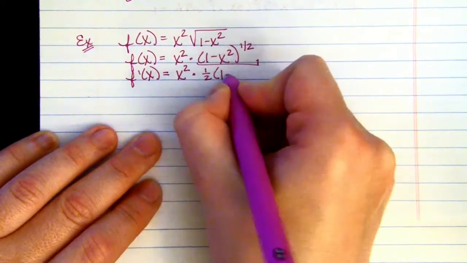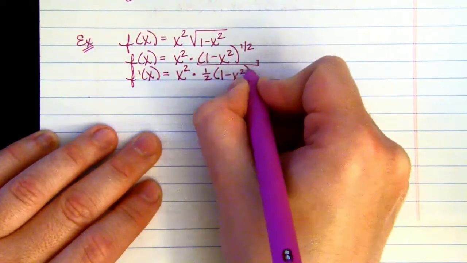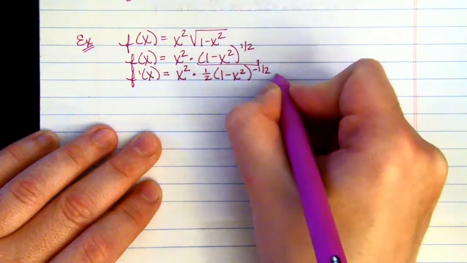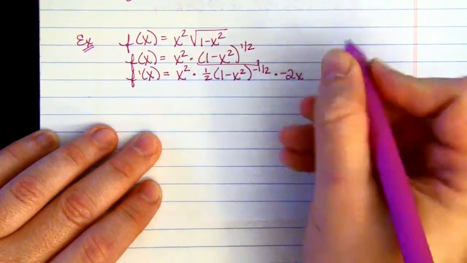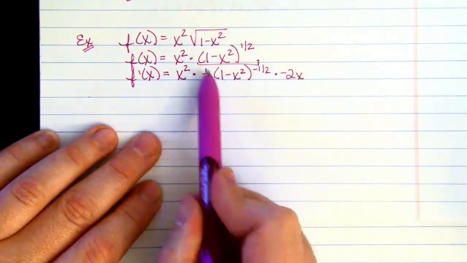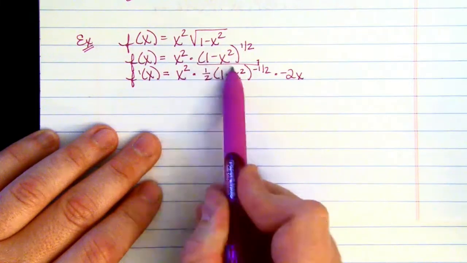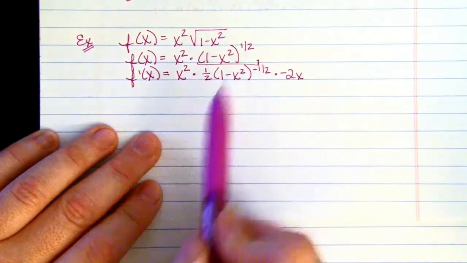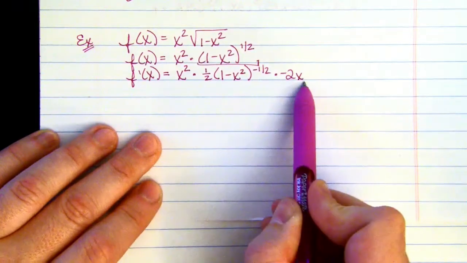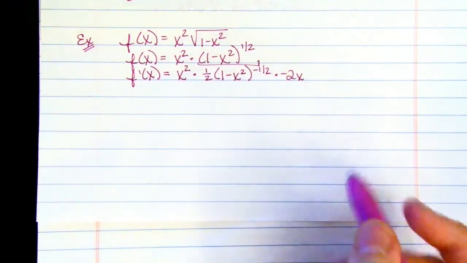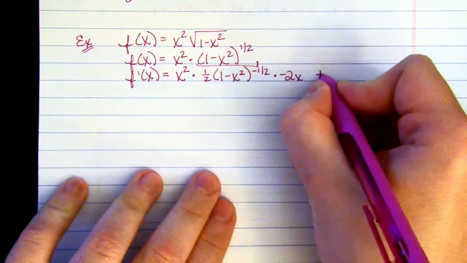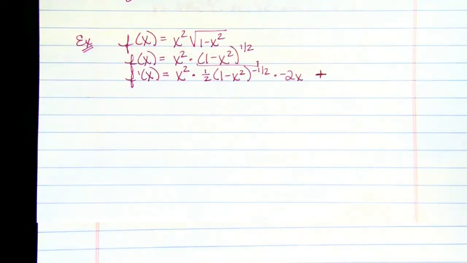1/2 times (1 − x²)^(−1/2) times −2x, because we have to use the chain rule on that piece. 1/2 times (1 − x²)^(−1/2) took care of the 1/2 power, by chain rule times the derivative of the inside. It's only half my product rule, though. Now, plus second times derivative of the first. See if you can do second times derivative of the first.